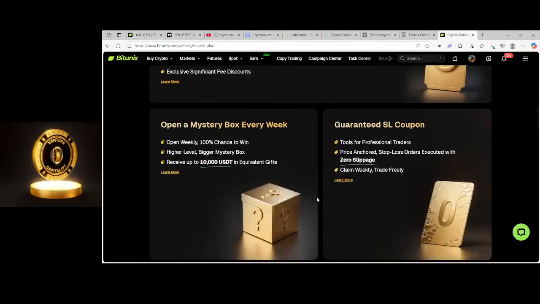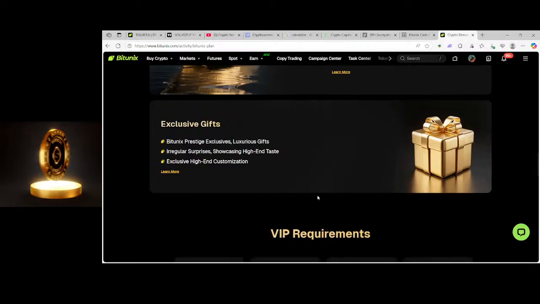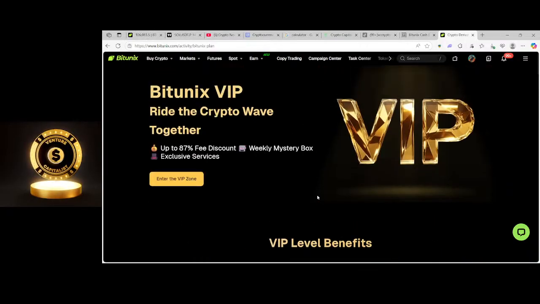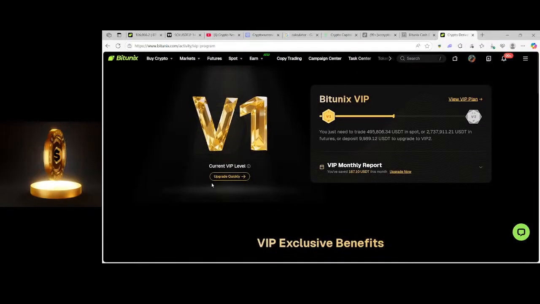These are the benefits. They just popped up by sitting here. I'm telling you guys, they're awesome. I love them. I'm definitely going to sign up and take advantage of this. Enter the VIP zone, and that's it. Current VIP level, upgraded VIP plan.